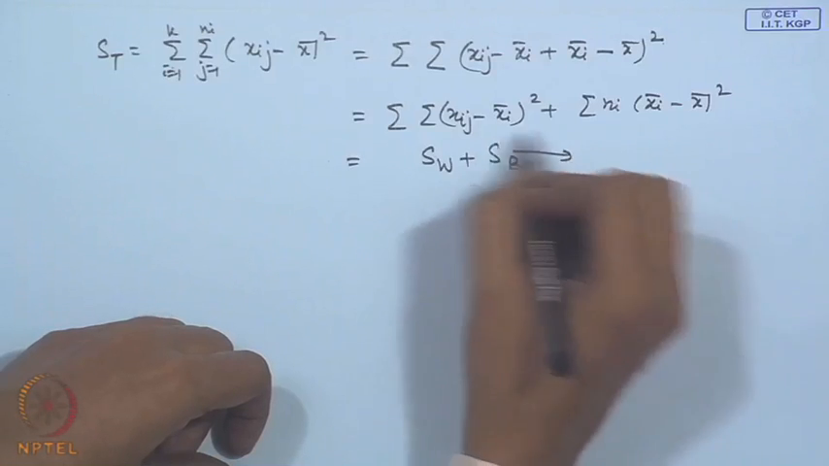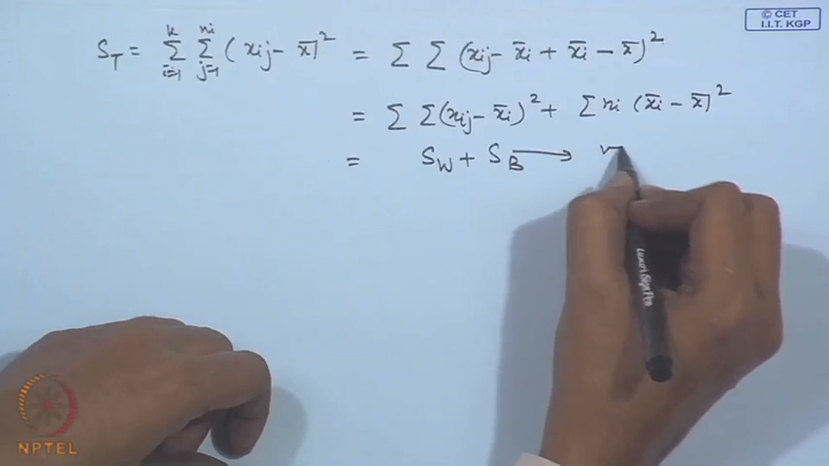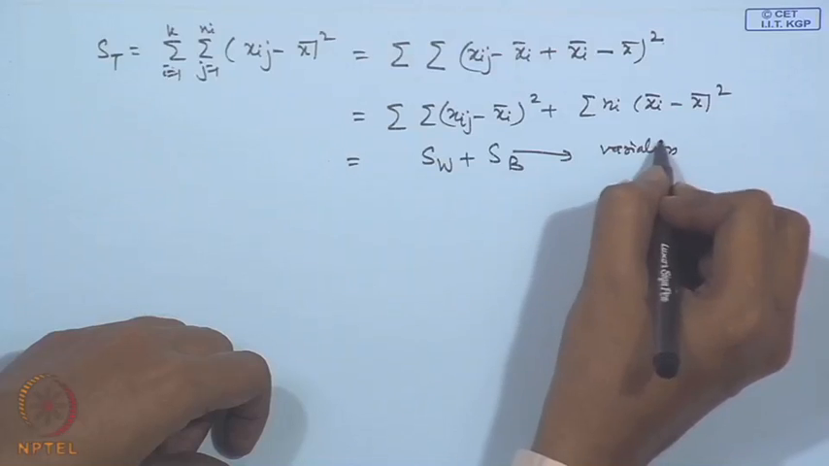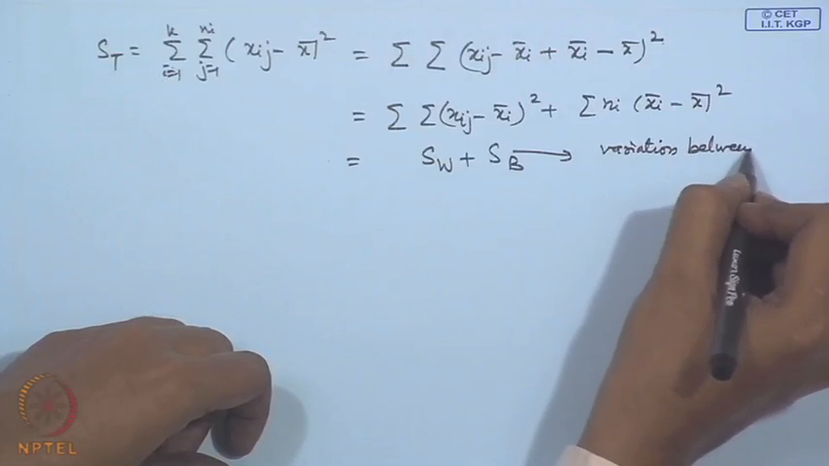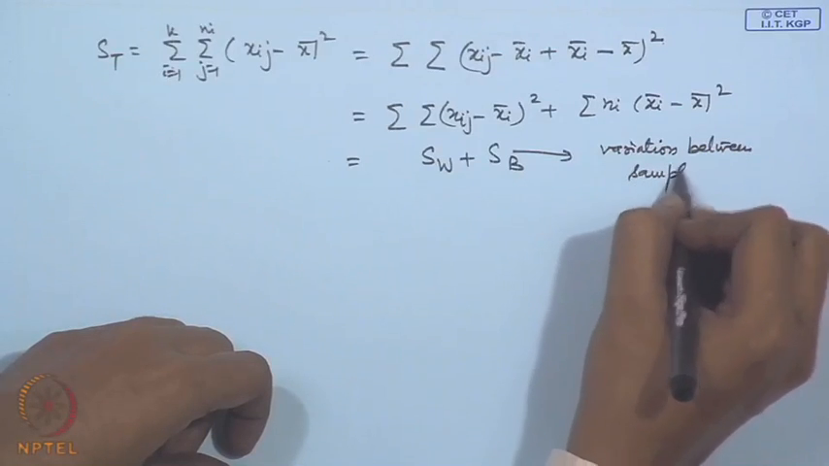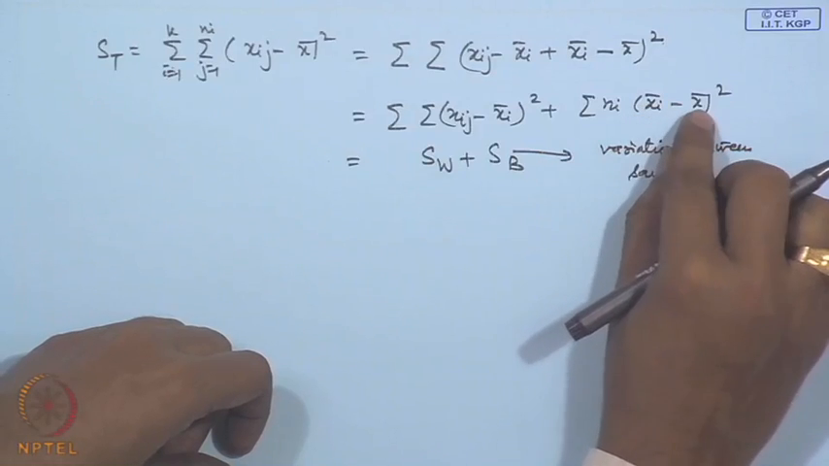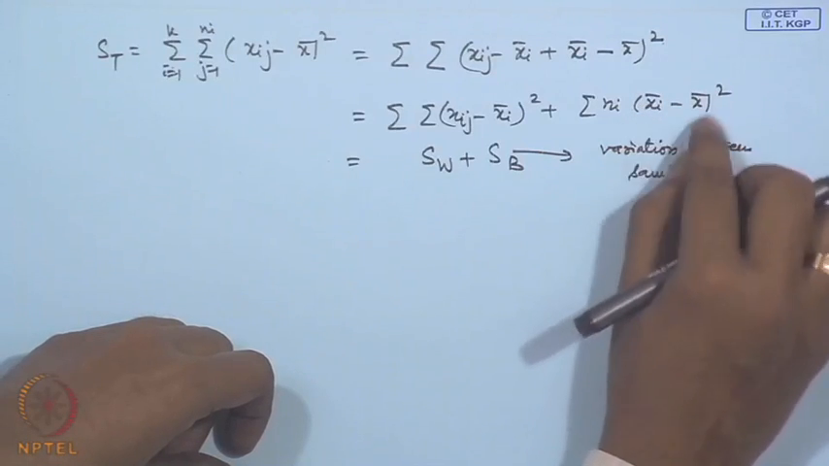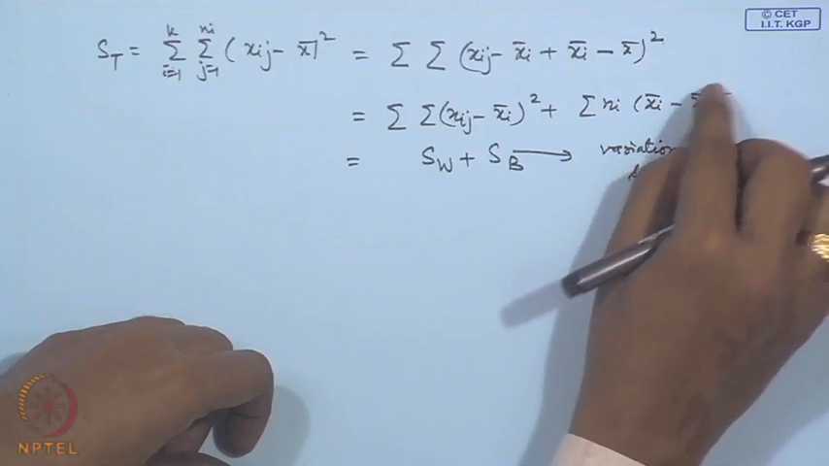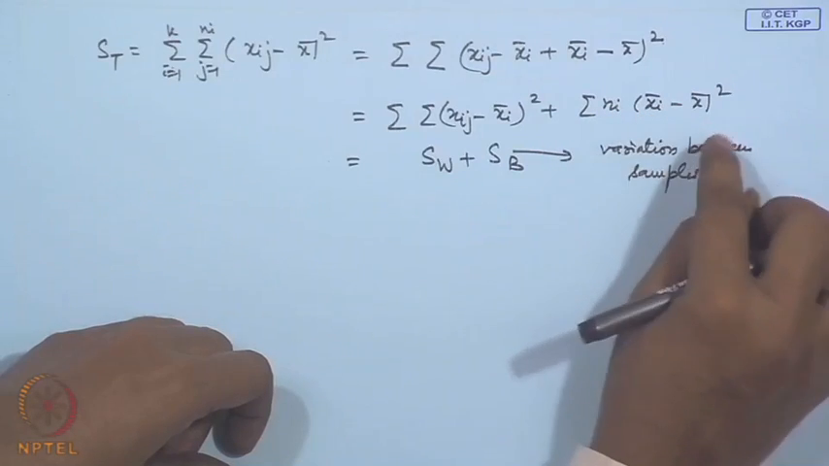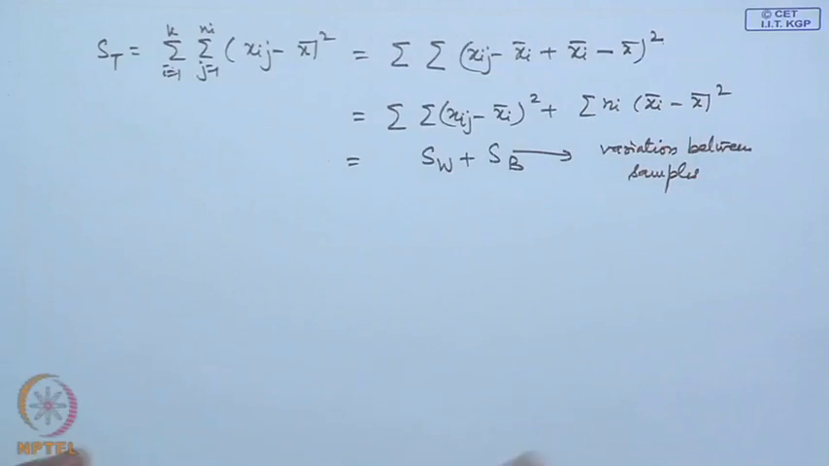Now, this S_b, this term is actually variation between samples, because we are considering x_i bar, that is the ith sample mean, and x bar is the grand mean. So, I am taking square and then taking all such cases. So, this is actually how much variation is there between the different samples.